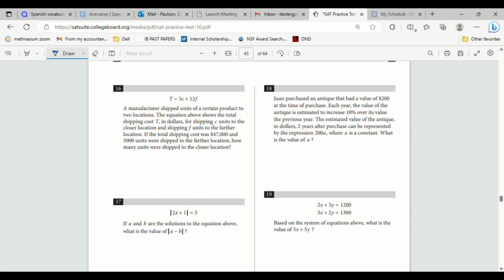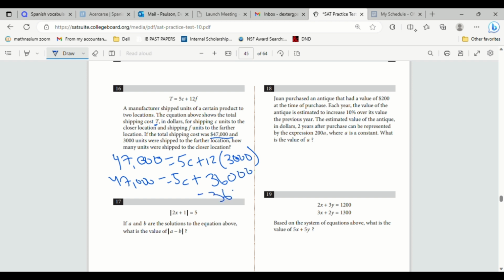Well, they said T is the total cost, and they just gave us the total cost, so let's substitute in what we know. $47,000 equals, we don't know how many units were shipped to the closer location, but we do know how many units were shipped to the farther location. That's F, so 12 times 3,000, because they told us that. So 47,000 equals 5C plus, and now 12 times 3,000 is 36,000, minus 36,000 from both sides.